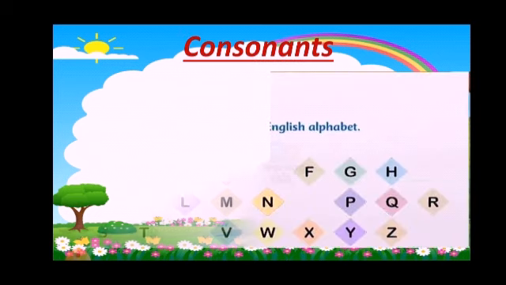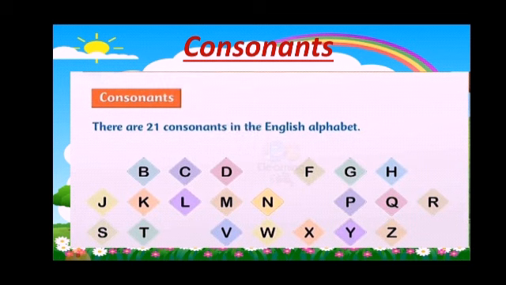Now, consonants. There are 21 consonants in the English alphabet. That is B, C, D, F, G, H, J, K, L, M, N, P, Q, R, S, T, V, W, X, Y, Z. So students, except A, E, I, O, U, rest of the letters are called consonants.